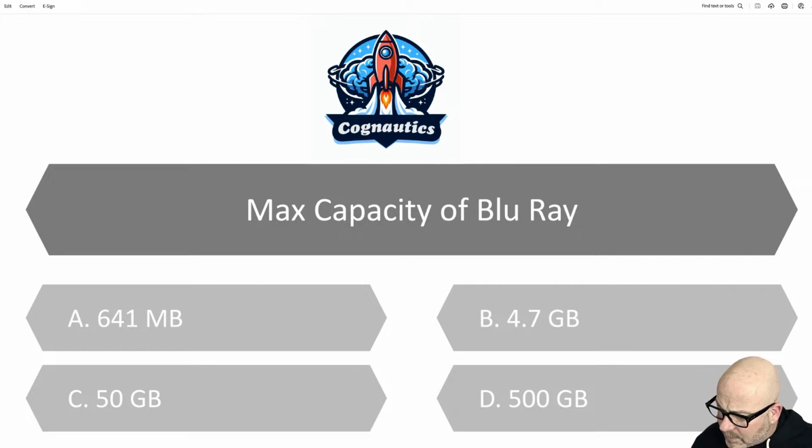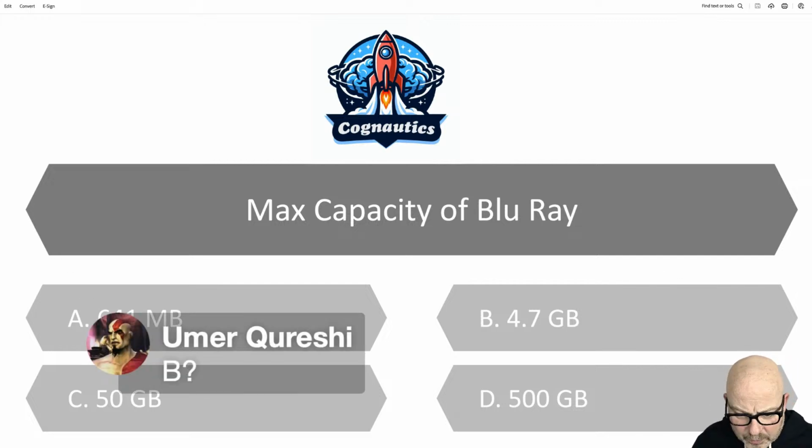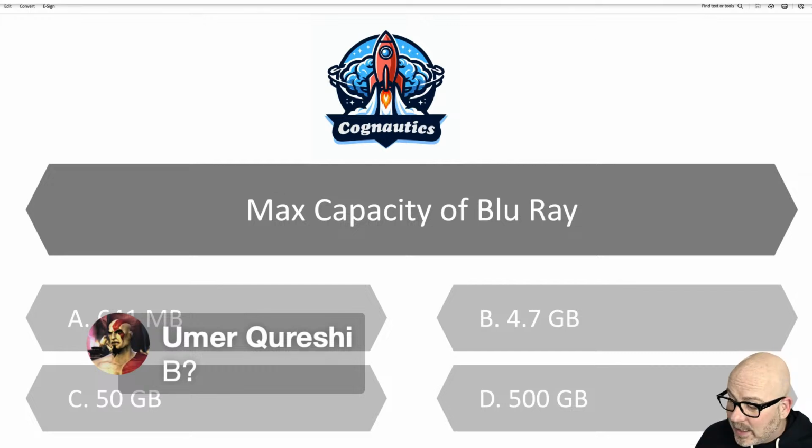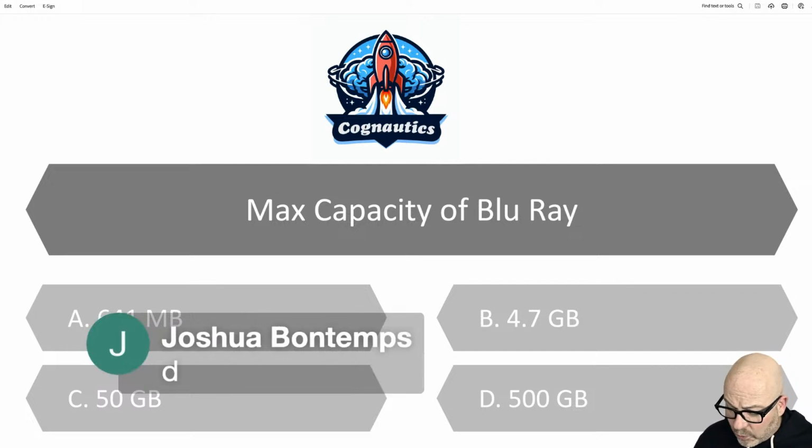Let's have a look. Dan Uma was fast on this one. He said 4.7 gig. It's a good guess. 4.7 gig is actually the capacity of DVD. Blu-ray is bigger. Okay, Josh has gone for D. He's pushed the boat right out there for 500 gig.